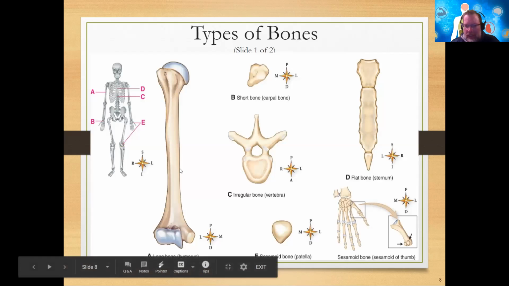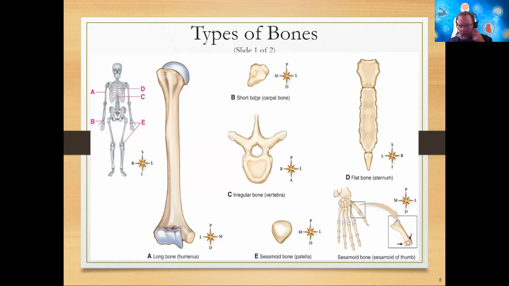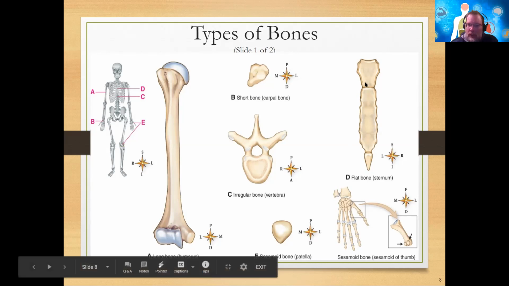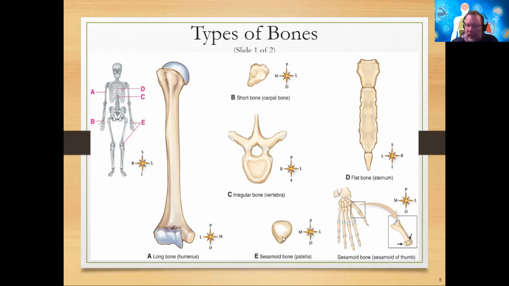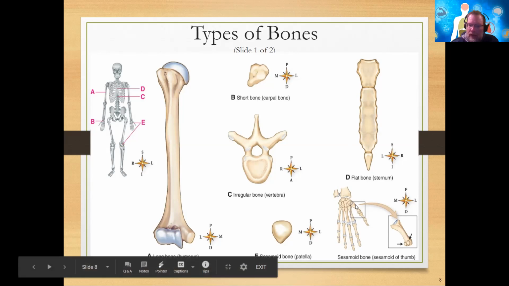We can see an example of a long bone in the humerus, and then we've got a boxy carpal bone or short bone, and then the irregular bone of the vertebra, and then the sternum as a flat bone, and then the kneecap or the patella as a sesamoid. And then we see this illustration here.